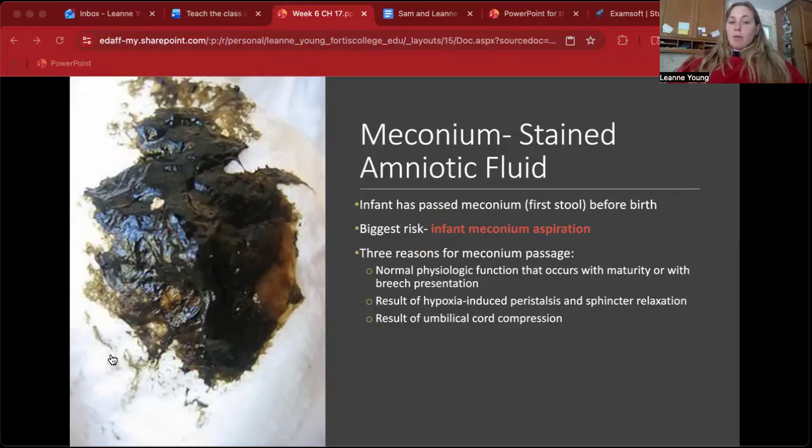The biggest risk associated with meconium stained amniotic fluid is infant meconium aspiration, when that baby swallows and breathes in the meconium. Three reasons typically that we see meconium being passed in labor. It's sometimes a normal physiologic function that occurs with maturity or with breech presentation, a result of hypoxia-induced peristalsis and sphincter relaxation. So the baby loses some oxygenation and has a bowel movement. Or it results from umbilical cord compression. So, like I said, baby loses oxygen, they have that peristalsis and sphincter relaxation, they have that meconium. Okay.